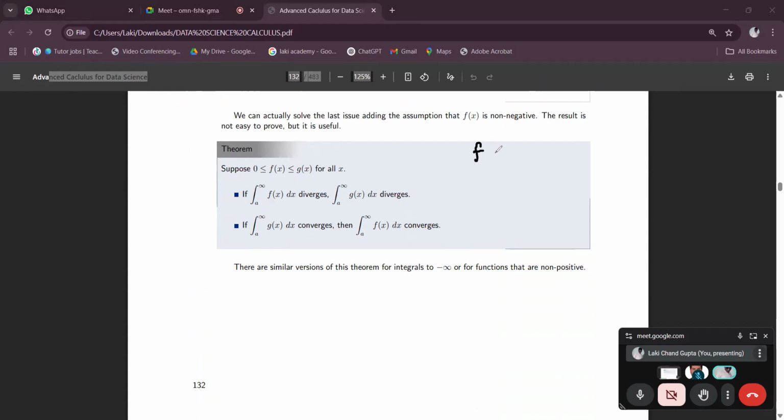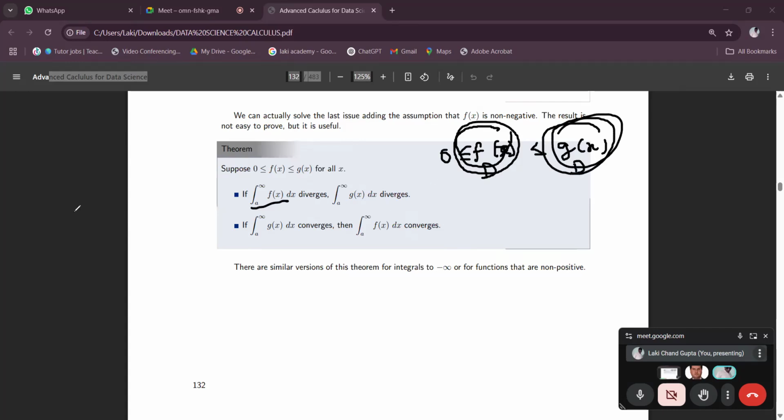Suppose a function f(x) is greater than 0 but less than another function g(x). If f(x) diverges, then g(x) also diverges. Very important. It means that if the limit of this function is infinity or minus infinity, then this is also infinity or minus infinity.